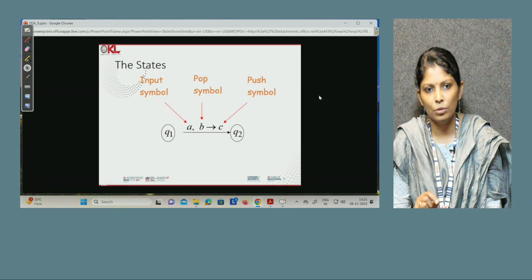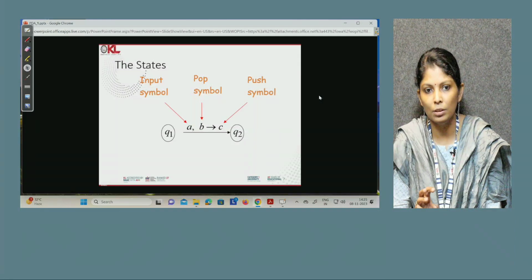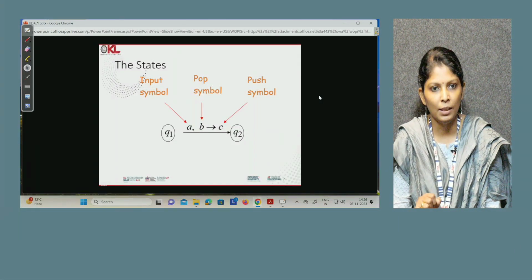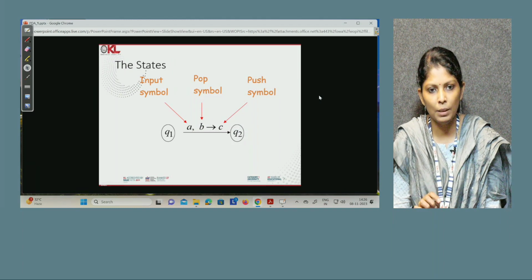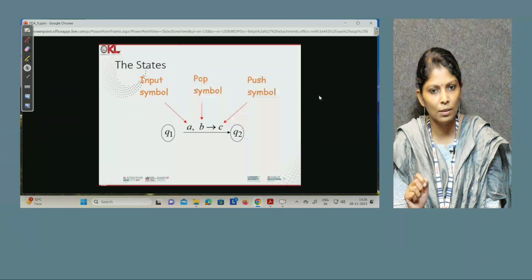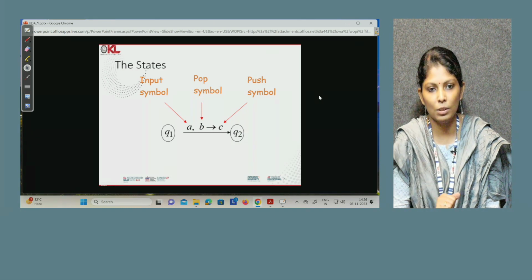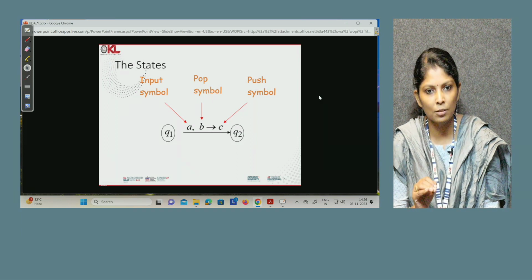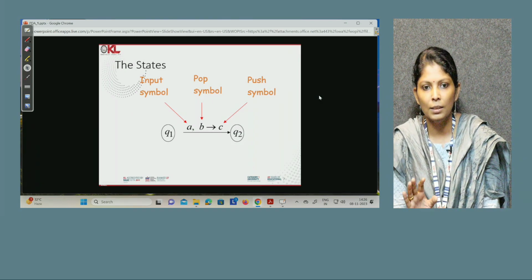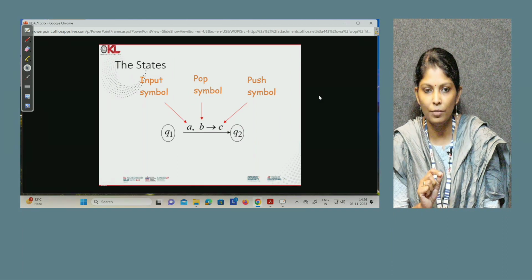Then transitions: when we mark transitions in PDA, we have to label every transition with 3 data. The first data is A, representing the input symbol, the current input symbol to the machine. Then the next symbol is B, arrow C. B is the element on top of the stack that will be popped out, and after the arrow we have C, the third symbol, which will be pushed to the stack. In effect, the element B on the stack top will be replaced with the letter C. These are the 3 elements we have to label on every transition in a PDA.